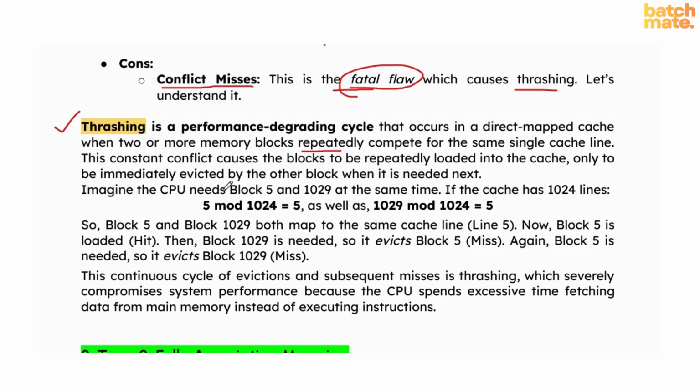Imagine the CPU needs block 5 and 1029 at the same time. If the cache has 1024 lines, 5 mod 1024 is equal to 5, as well as 1029 mod 1024 is equal to 5. So block 5 and block 1029 both map to the same cache line, 5. Now, block 5 is loaded, which is a hit. Then block 1029 is needed, so it evicts block 5, which is a miss. Again, block 5 is needed, so it evicts block 1029, which again is a miss.